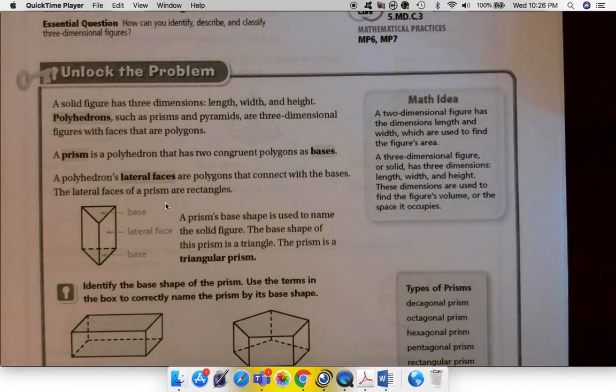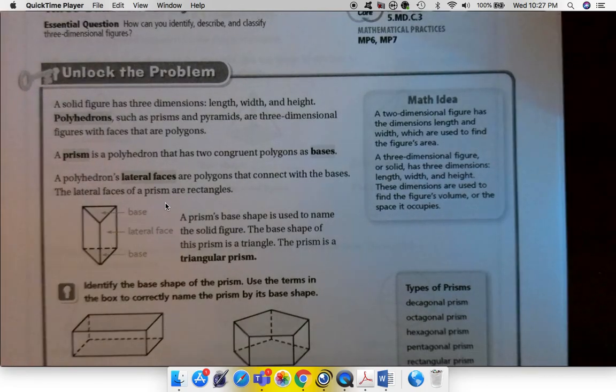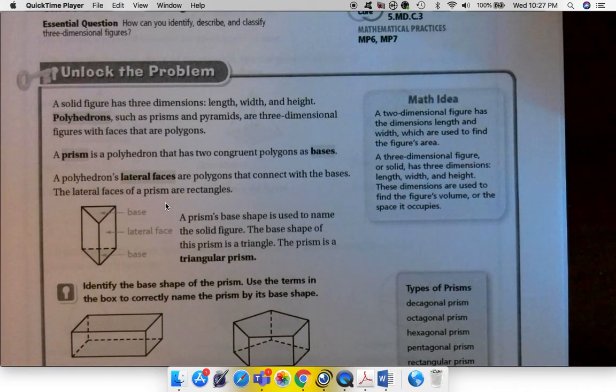Welcome back, 5th grade. Today's lesson is going to have two videos, one on prisms and one on pyramids. Now, I'm sure you've had these before. I know I went over this in 2nd grade when I worked with a lot of you. Quick refresher. Polyhedron is just a fancy way to say a 3D shape. All the polygons you've seen up to this point were 2D shapes. Well, these have 3D now.